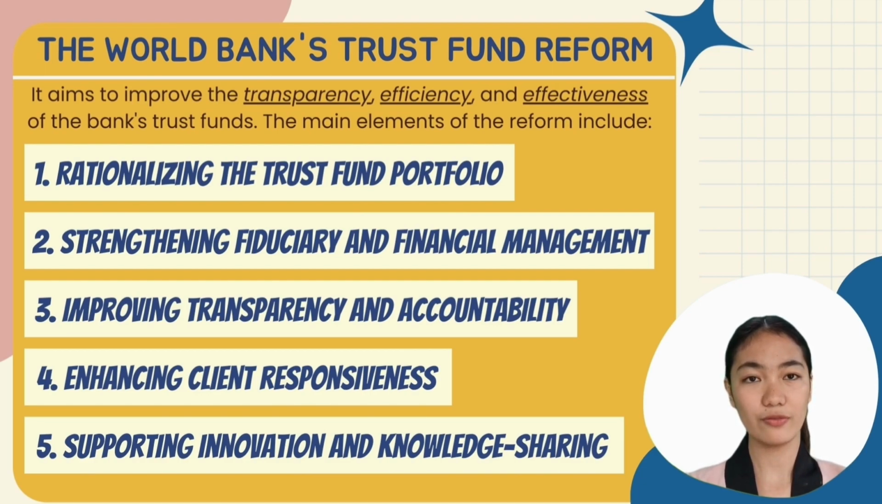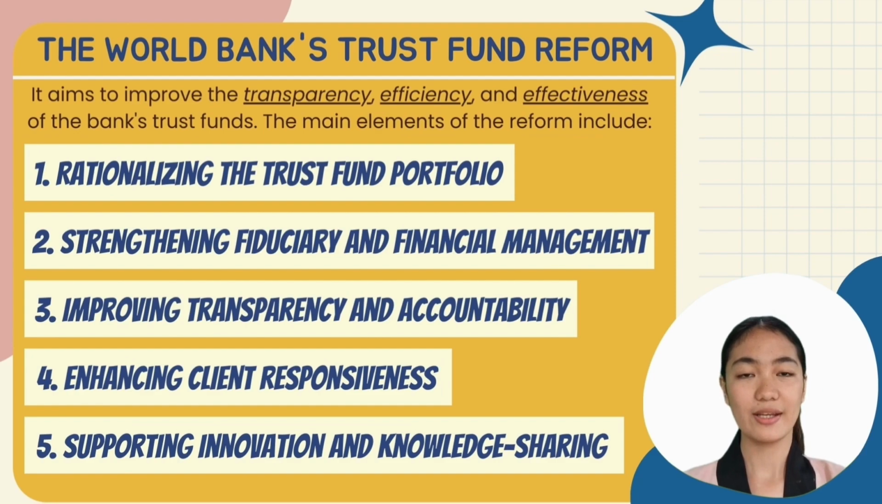The main elements of the reform include rationalizing the trust fund portfolio, reducing the number of trust funds and consolidating them to make them more effective and efficient. Second, strengthening fiduciary and financial management, enhancing the governance and management of trust funds to ensure that they are used for their intended purposes and that they comply with relevant policies and procedures. Improving transparency and accountability, making trust fund information more accessible to the public and ensuring that trust fund activities are subject to independent evaluation and audit.